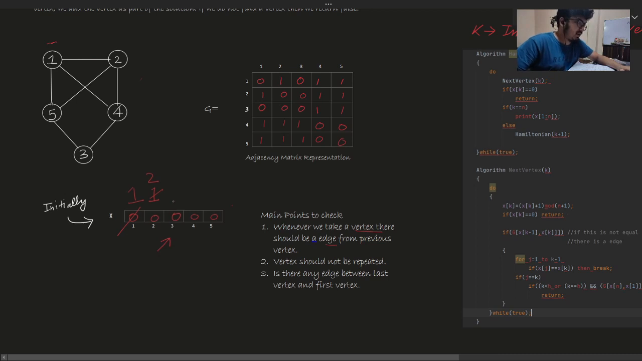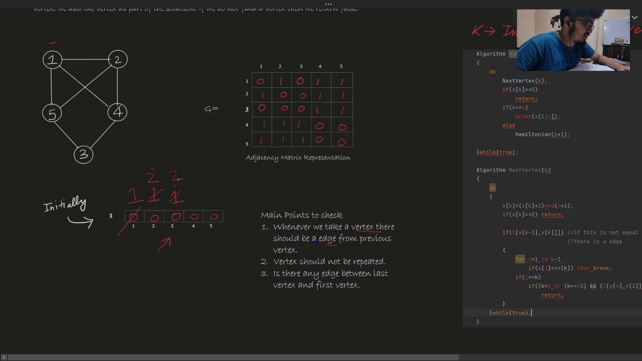Third index. Here we fill 1. Then we check, is there an edge between 1 and 2? Yes, there is an edge between 1 and 2. We can say from the adjacency matrix representation that there is also an edge. Okay, now we increase it to 2.